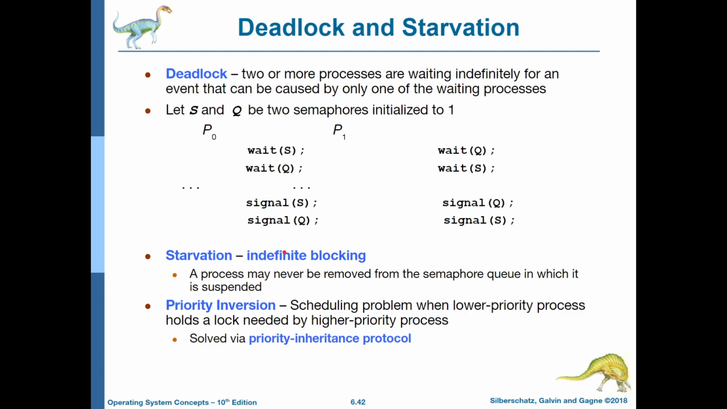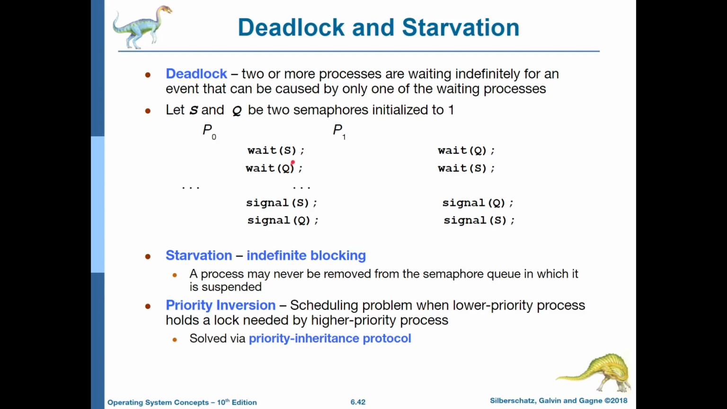Now, something we'll talk about in the next chapter extensively is called deadlocks. A deadlock is when you have two processes that are waiting forever for an event that can be caused by only one of the other processes. So let's use semaphores here, and we have both semaphores initialized to 1. Let's say process 0 waits on semaphore S, and process 1 waits on Q. So both of these are allowed to proceed because S is set to 1 and Q is set to 1. They're both set to 0 after these calls.